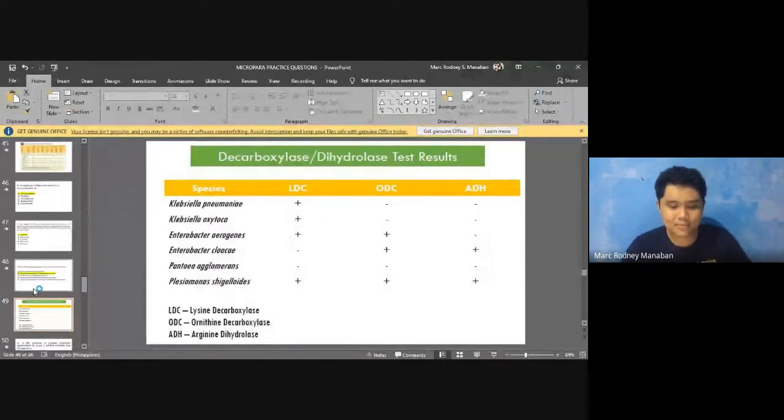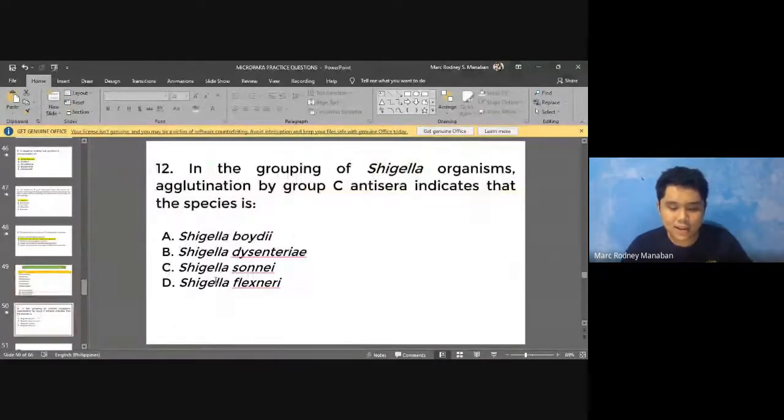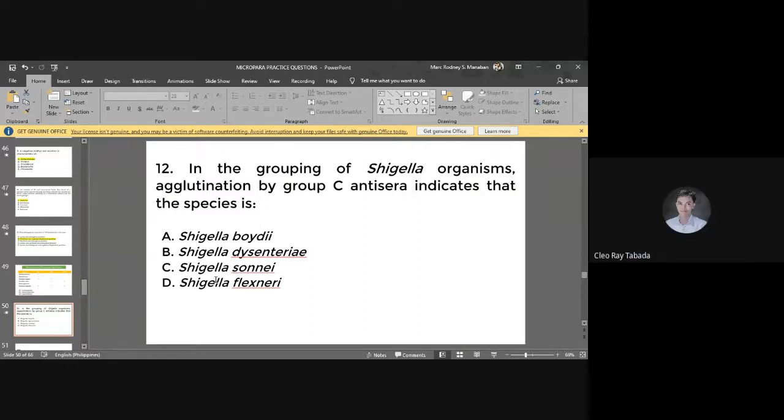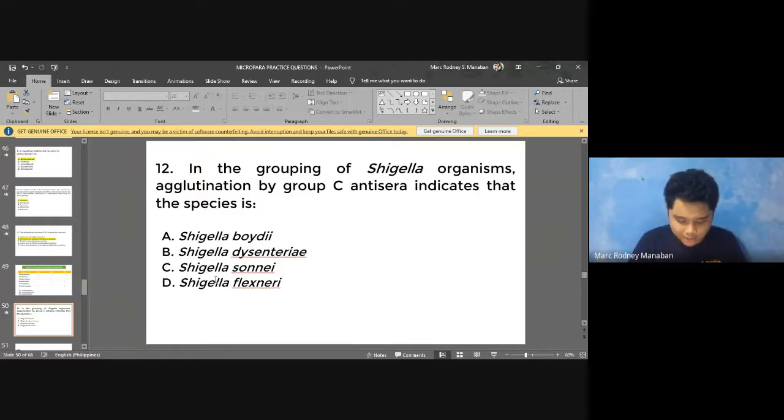Alright? Okay. Next, you have, in the grouping of Shigella organisms, the one that agglutinates with group C antisera. So, which species of Shigella? Type C is boydii. Very good. That is Shigella boydii. Tama. BFBS, no? The group C is your Shigella boydii.